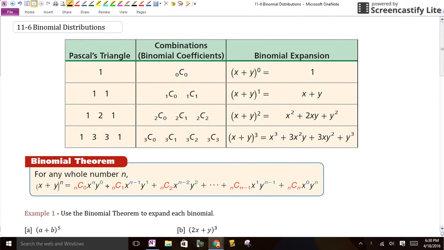Now, what we're going to do is we are going to FOIL out some stuff, right? But if that exponent gets really big, all of a sudden life gets pretty miserable. And there's this guy named Pascal who noticed something. He FOILed out a bunch of stuff.